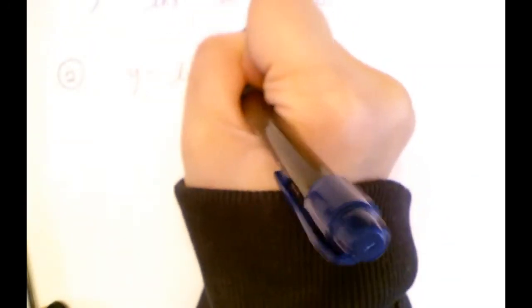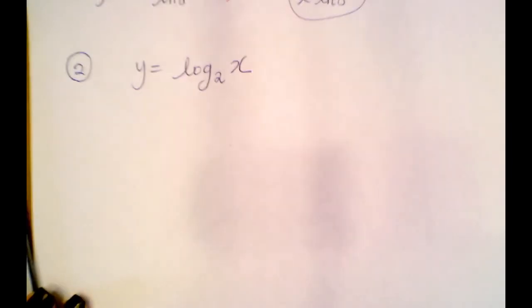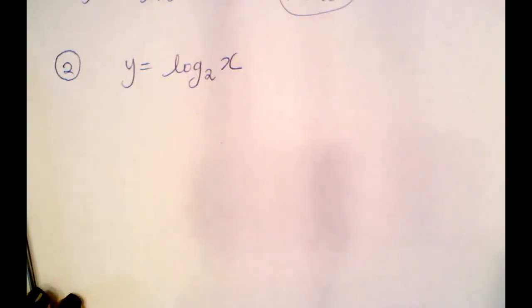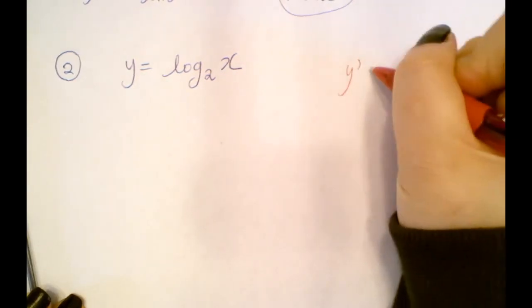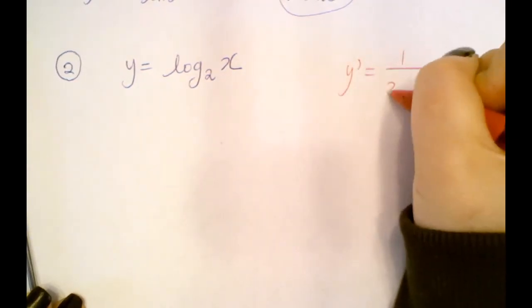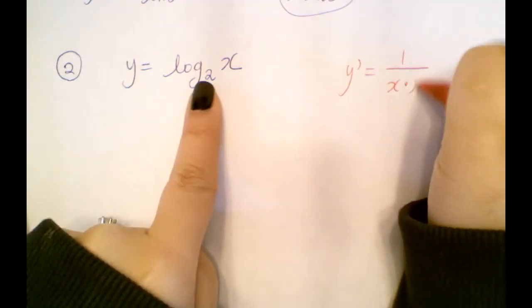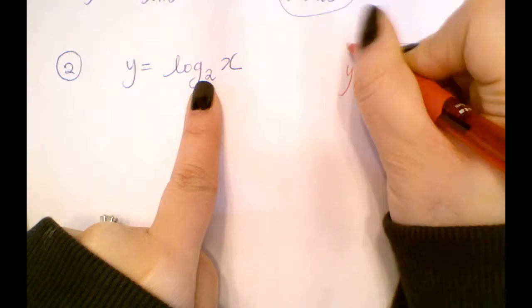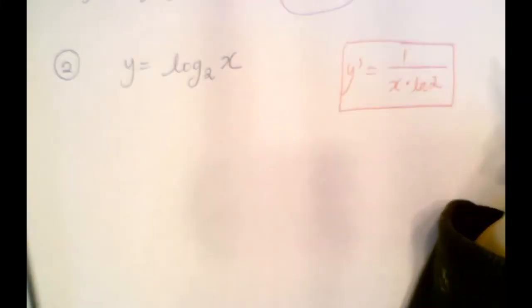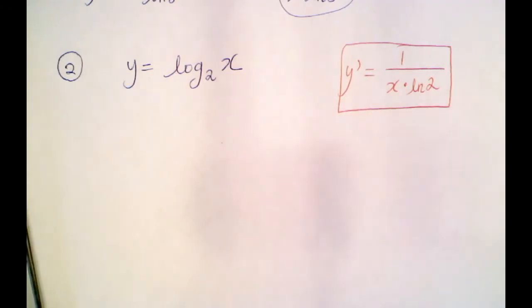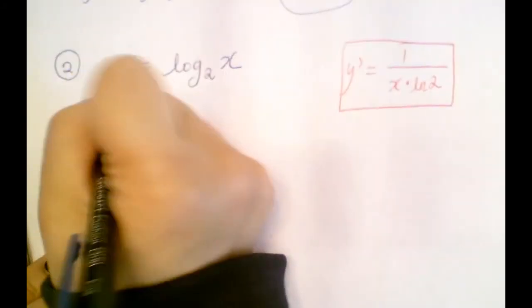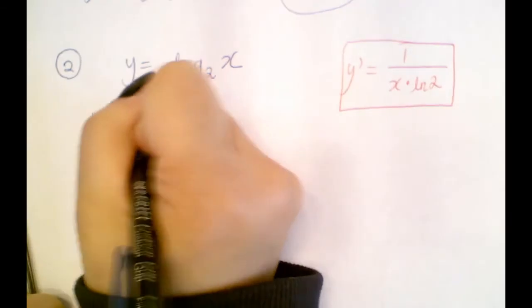Number 2. You have y equals log base 2 of x. Using theorem 13, we know the answer is y prime equals 1 over x times natural log of 2. And when you're doing your MyMathLab homework, if you just want to do that, that's fine. But I just want to do the change base formula. So y equals ln x over ln 2, right?